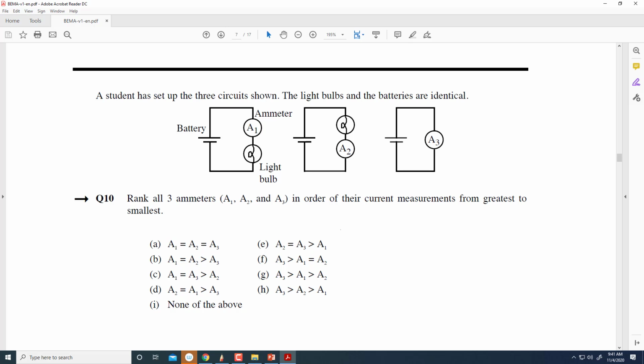So the question is, rank all three ammeters in order of their current measurement. Meaning, which one will have the current from highest to lowest, greatest to the least. There is current in this circuit, in this circuit, and in this circuit. Let's call the current in this circuit A1, the current in this circuit A2, and the current in this circuit A3. So which current will be the greatest and which will be the smallest?